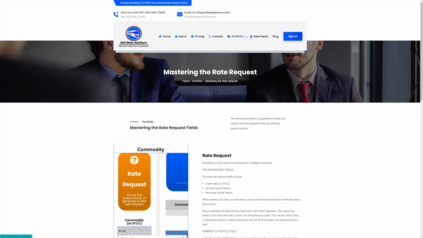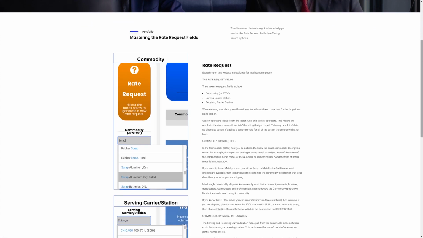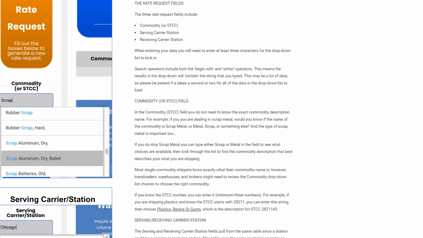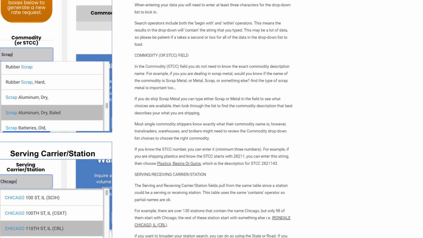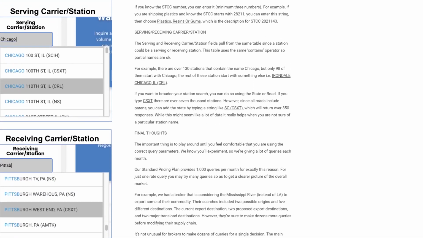So let's get started. First, we'll be exploring mastering the rate request. This is one of the many helpful resources available in our portfolio. The rate request feature of the rate panel page is a powerful tool that can revolutionize the way you approach rail shipping. In this article, we'll be guiding you through the rate request fields to help you master the search options and find the information you need quickly and easily.